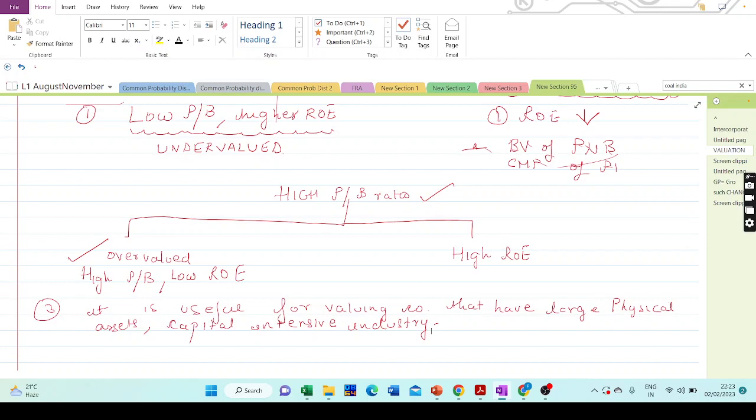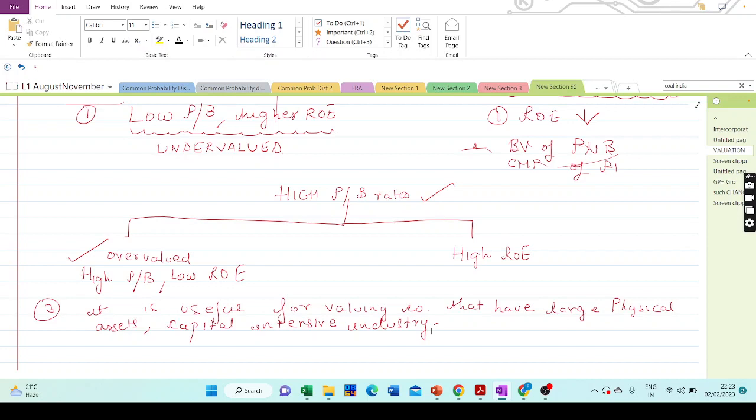Okay, now please note down, it's not useful for valuing a company that has intangible assets. What are intangible assets? Price to book value is not useful for valuing companies that have intangible assets. What are intangible assets, guys? Human resource, goodwill, patents, yes, intellectual property. Intangible assets are basically assets that you can't see and touch, right?